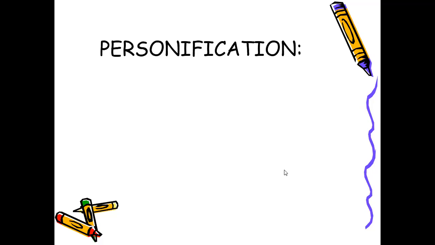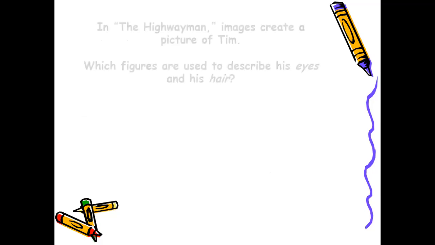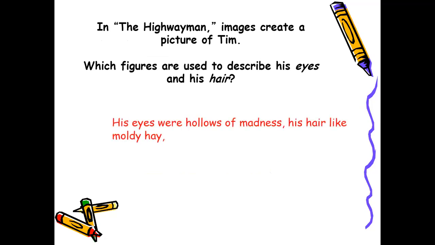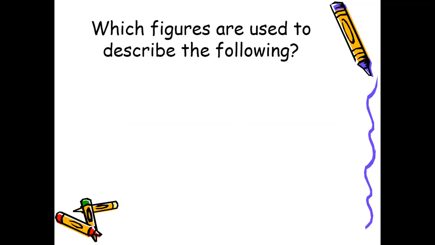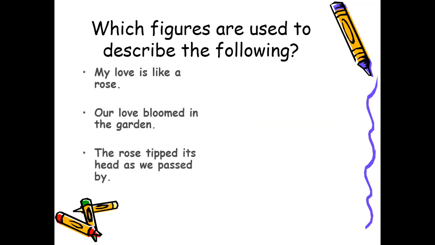Another thing. Which figures are used to describe the following? Now let's do this exercise. My love is like a rose. Our love bloomed in the garden. The rose tipped its head as we passed by. Think of it. I'm sure as you all thought, my love is like a rose, that's a simile. Our love bloomed in the garden, personification. The rose tipped its head as we passed by, another personification.